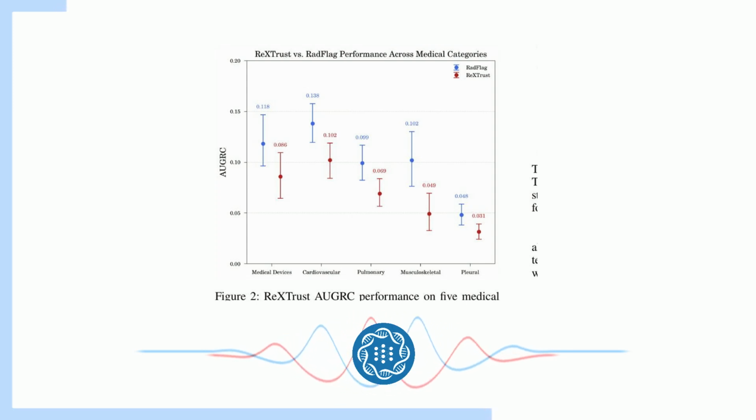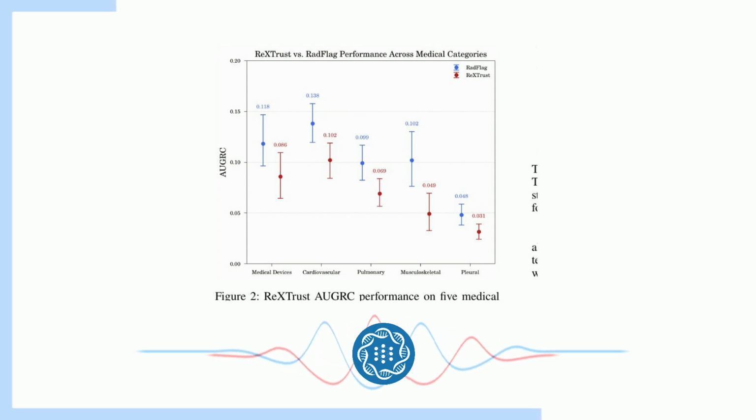I think it definitely has the potential, but it's important to remember it's not perfect. The research also highlights some areas where it struggled. For example, it had a harder time with hallucinations related to pneumothorax, which is basically a collapsed lung. Interesting. Why do you think that is? It could be that the AI is having a tough time processing certain types of images, or maybe the way those findings are written about is more complex, making it harder for ReXTrust to spot the inconsistencies. It's definitely something researchers are looking into.